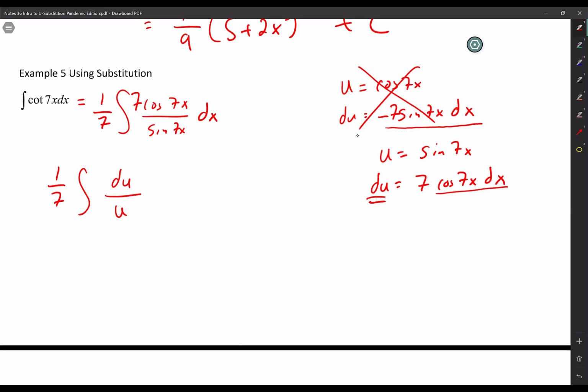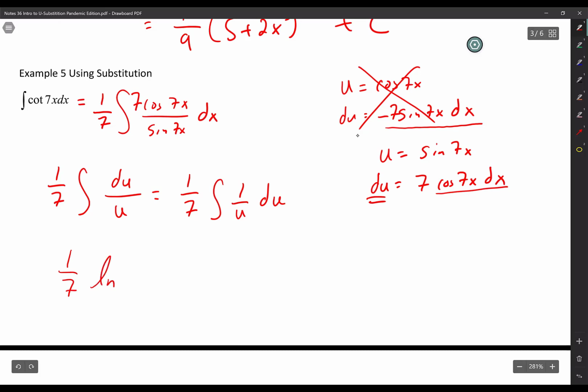You probably don't recognize it, but I'll write it for you so you can see it. This is the same thing as saying this. 1/7 integral 1 over u du. So now hopefully you see it. What is the antiderivative of that? Yeah. 1/7 ln. And by the way, when there's no limits, you're supposed to put absolute value for ln because the domain is all real numbers except 0. So ln of u, put absolute value on that, plus c.